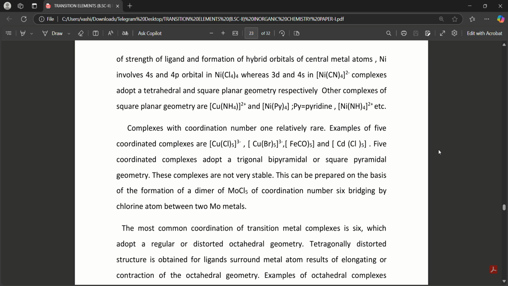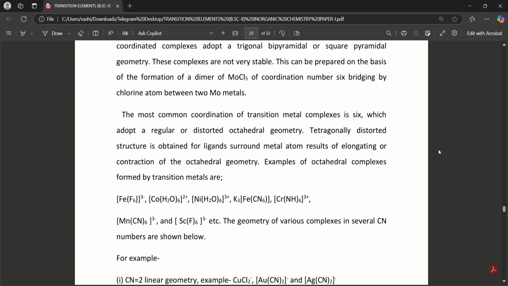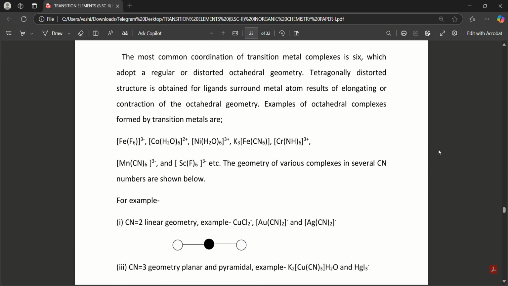Complexes with coordination number 5 are relatively rare. Examples of 5 coordinated complexes are [CuCl5]3- and [CdBr5]3-. 5 coordinated complexes adopt a trigonal bipyramidal or square pyramidal geometry. These complexes are not very stable. This can be explained on the basis of the formation of a dimer of MoCl5 with coordination number 6, bridging by chlorine atoms between two Mo metals.